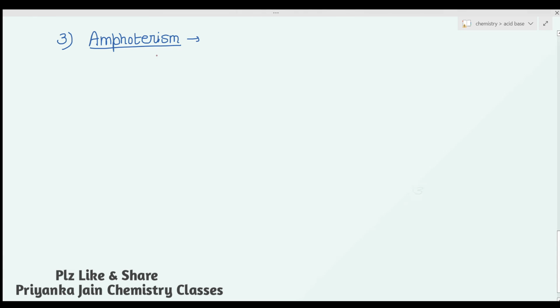Okay, now the next thing is the amphoterism. Several compounds show amphoteric behavior. Amphoteric means they can act both as the acid as well as the base in liquid NH3. For example, zinc amide. Zinc amide shows the amphoteric behavior in liquid NH3.